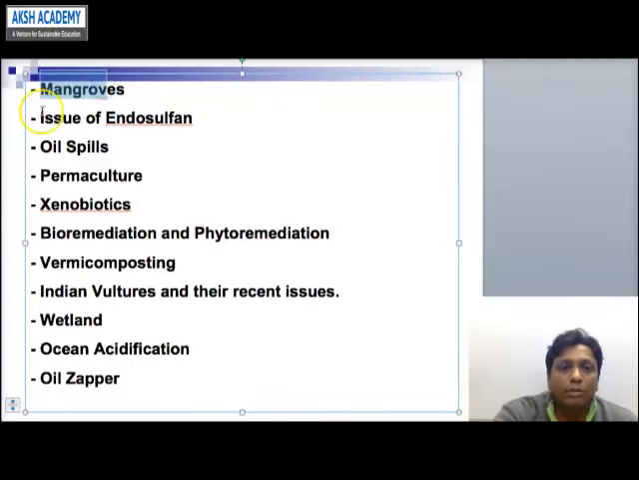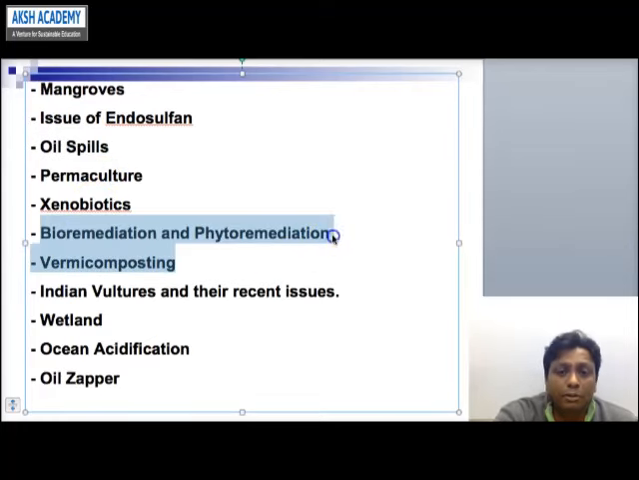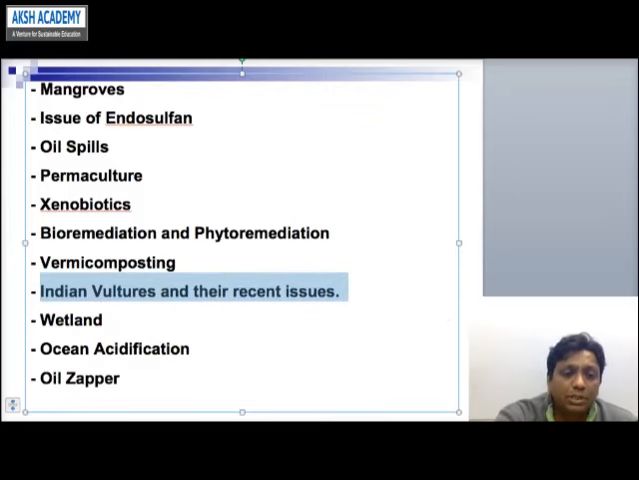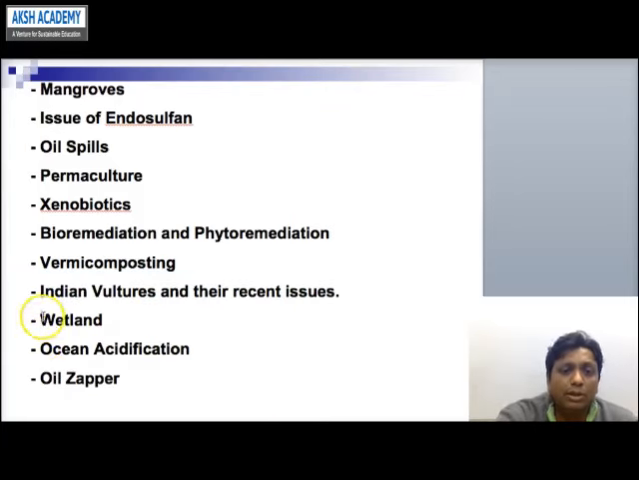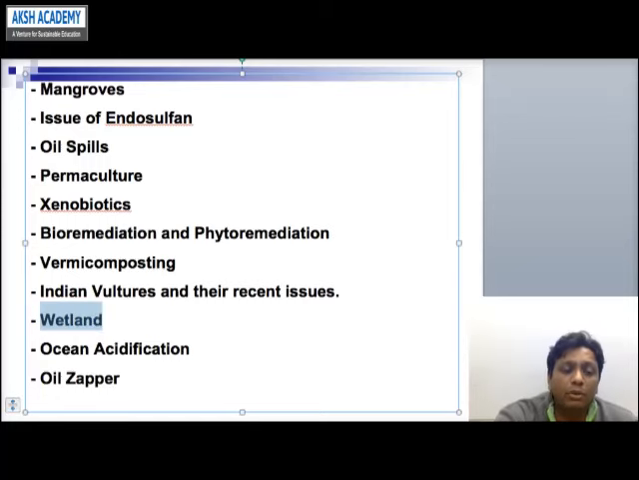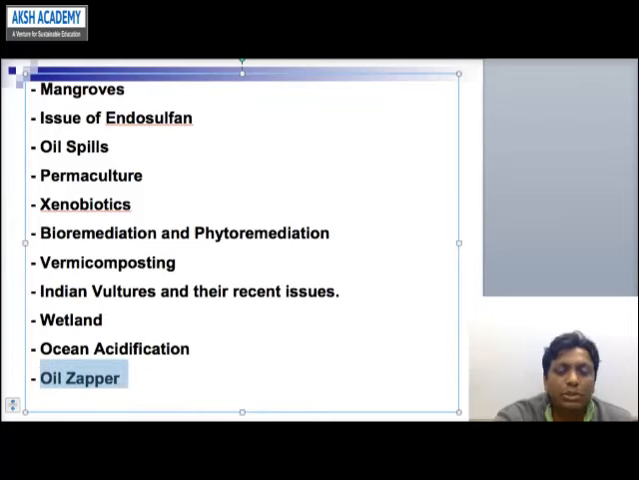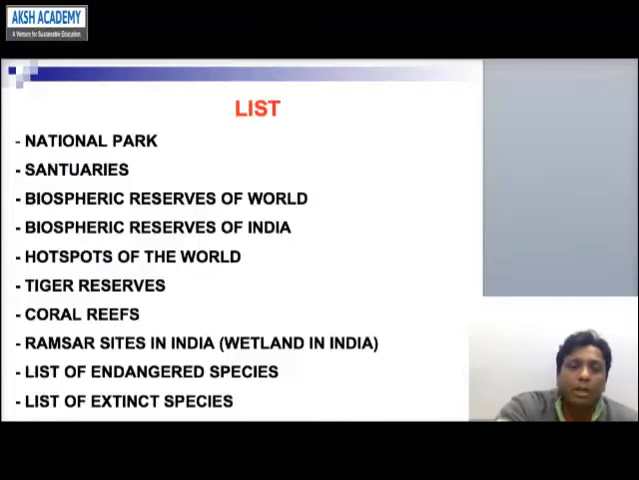Mangroves, issues of endosulfan, oil spills, permaculture, xenobiotics, bioremediation, phytoremediation. Phytoremediation also came in the mains examination in 2011. Vermicomposting, even earthworm-based compost, is also part of organic farming. Indian vultures, their recent issues as case studies, came in 2011. Wetland is every time in your prelims paper. Ocean acidification, 2012 prelims paper. Oil spill, 2011 prelims question paper.